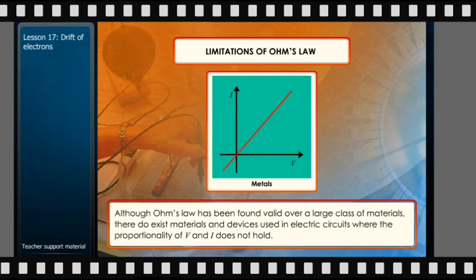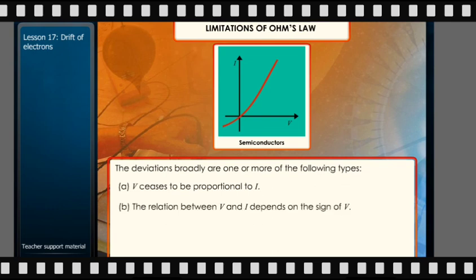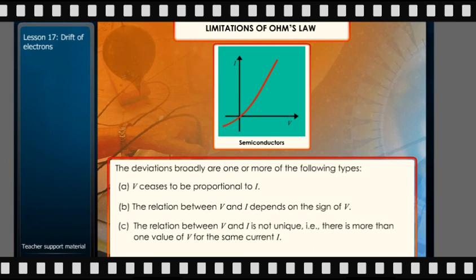Although Ohm's law has been found valid over a large class of materials, there do exist materials and devices used in electric circuits where the proportionality of V and I does not hold. The deviations broadly are one or more of the following types. V ceases to be proportional to I. The relation between V and I depends on the sign of V. The relation between V and I is not unique. That is, there is more than one value of V for the same current I.